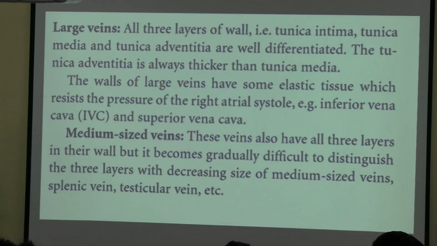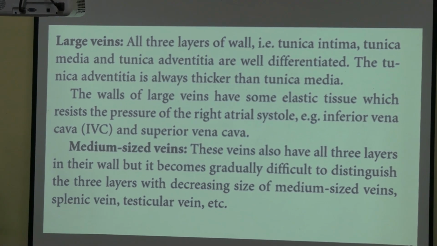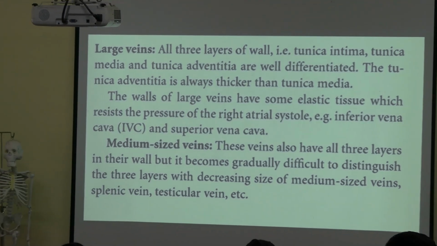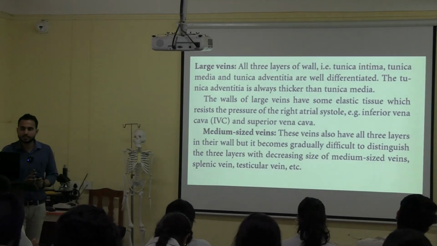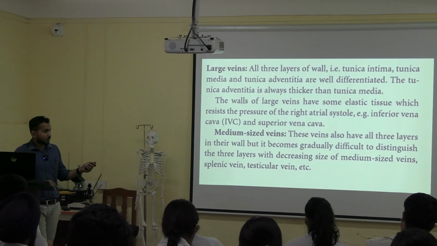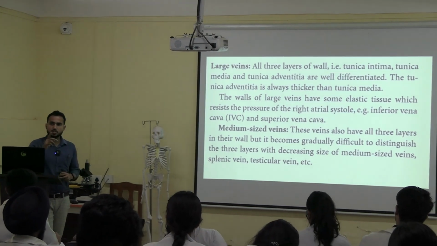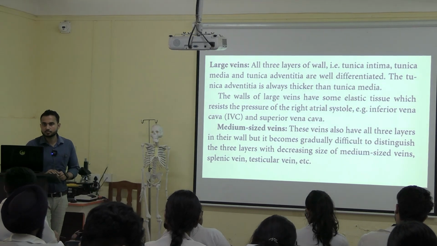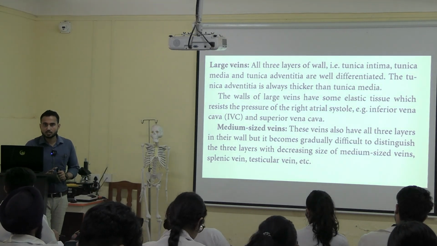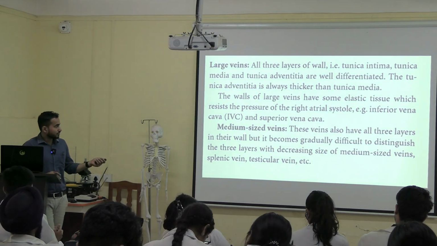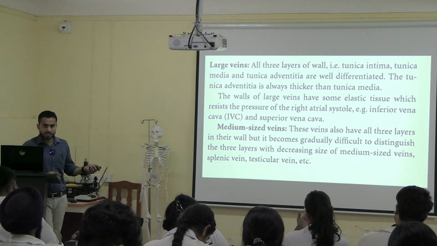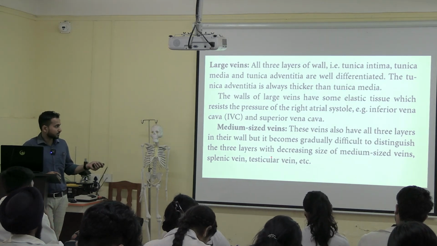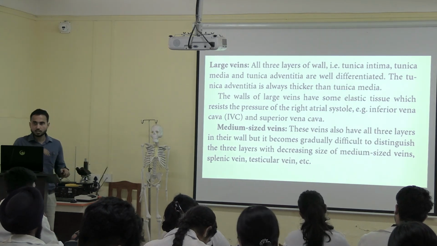Next, in case of large vein and medium sized vein, so what is the main difference between large and medium sized vein? First of all, diameter will be different. Next, in case of large vein, all three layers, that means tunica intima, media and adventitia, can be differentiated easily. Any large vein. Whereas in case of medium sized vein, those three layers are present, but you cannot distinguish between all three layers. Okay.